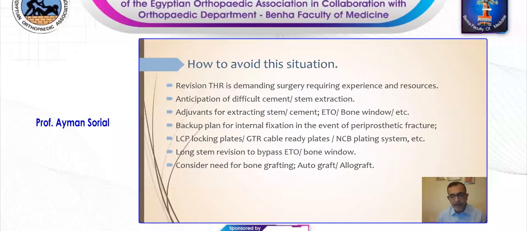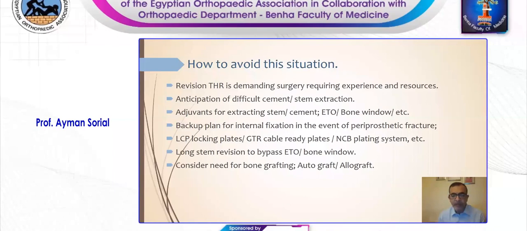Now, I think if there's anything to take away from this, it is how to avoid the situation. Revision total hip replacement is a demanding surgery. It requires experience and resources. Anticipation of difficulty in removing cement and stem extraction is very important. Adjuvants need to be considered for extracting the stem and the cement: extended trochanteric osteotomy, bone window, use of ultrasound assistance. You just need to make sure that you have what it takes to go through this procedure.